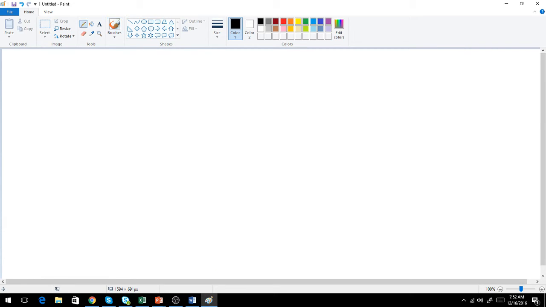So let's get our pencil out, and I'm going to turn my pen on. S for squamous, C for columnar, and then how about CO for columnar and CU for cuboidal.